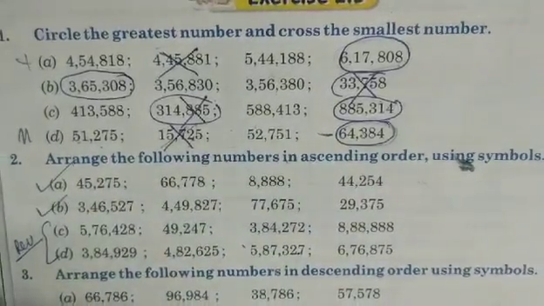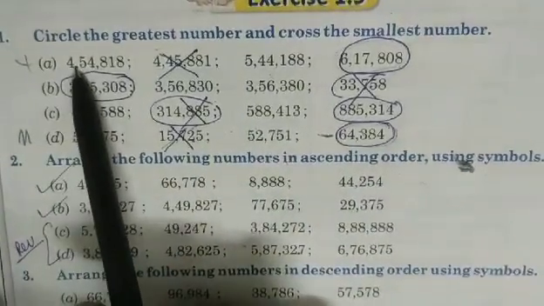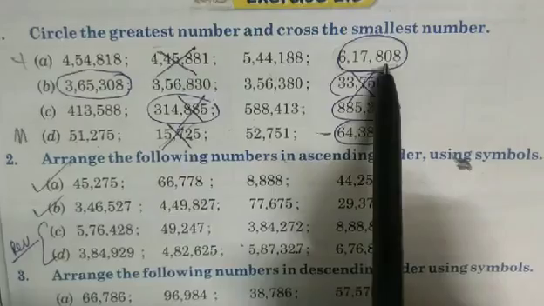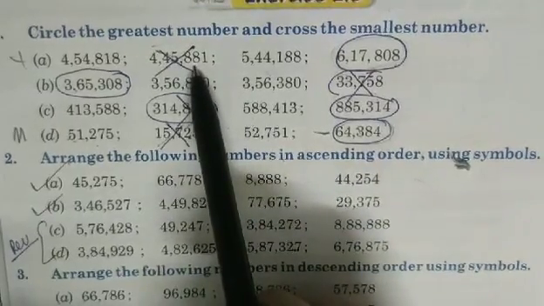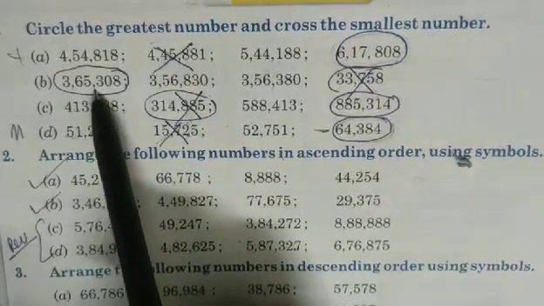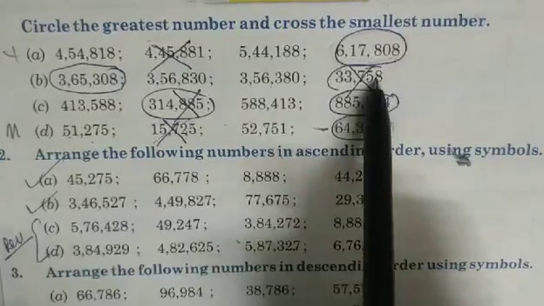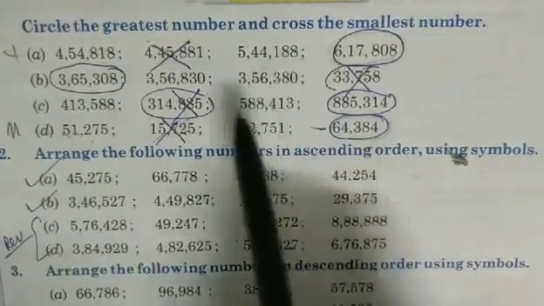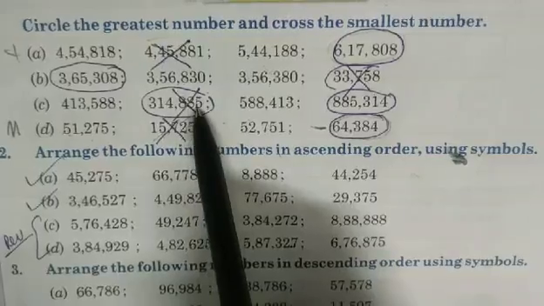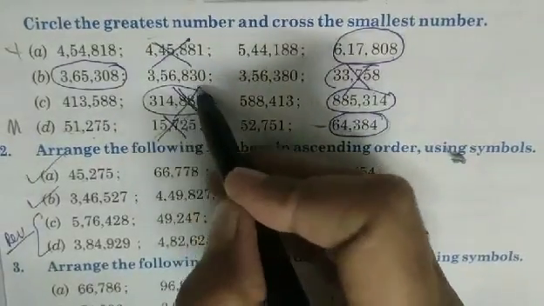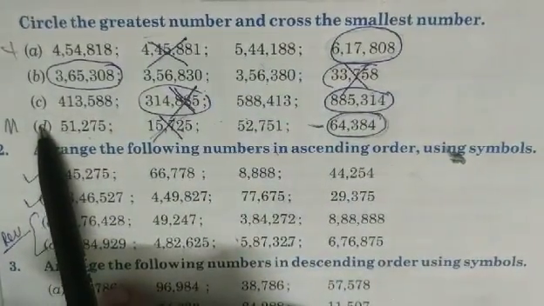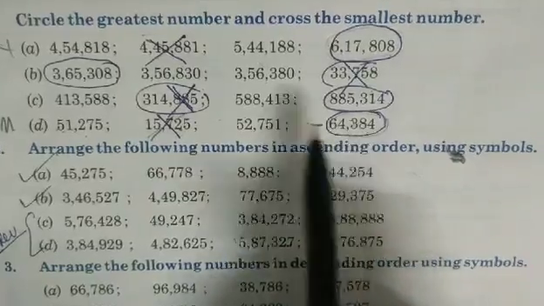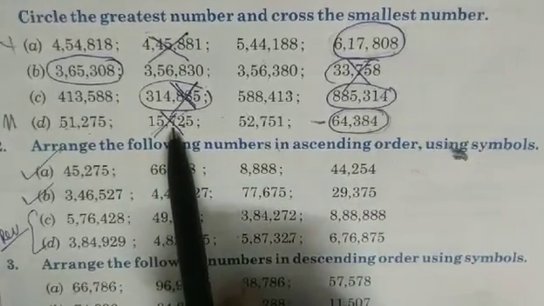Okay, I'm going to say the answers again. In A part, this is the biggest and this is the smallest. B part, this is the biggest, this is the smallest. C part, this is the biggest, and this is a cross, the smallest. And D part, this is the biggest and this is the smallest.